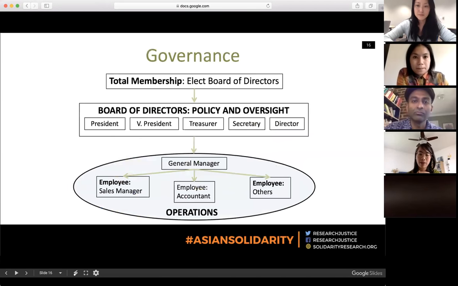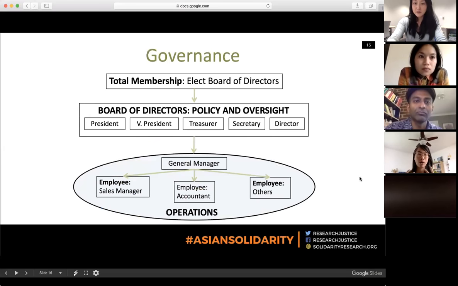So I understand that in coming sessions, governance will be explained in greater detail, but I just wanted to give you a sense of this basic structure so you can see how in a co-op it's different than, say, for a corporation or other entities. So you have a membership. So say all of us on this webinar, we wanted to start, we're all farmers, we're all growing, what's a cool, fun thing to grow? We're growing star fruit.